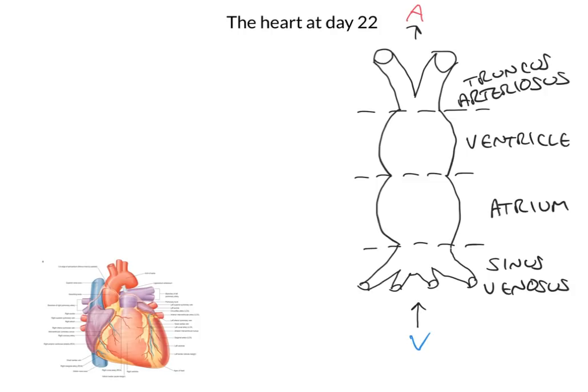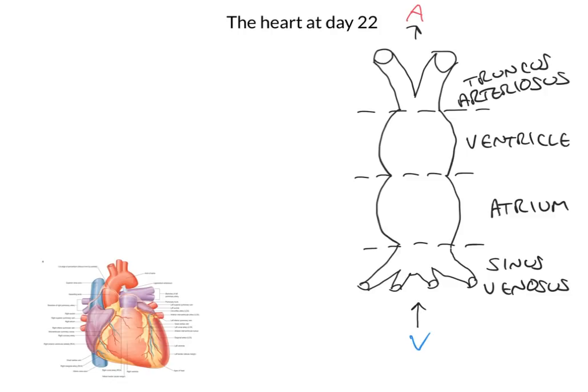So what we can see now is something which is starting to bear some correlation to the adult condition. We have an atrium and a ventricle. The atrium is receiving blood from the sinus venosus, and the sinus venosus is going to become our great veins, whilst the ventricle distributes blood through the truncus arteriosus, and the truncus arteriosus is ultimately going to become our great arteries.